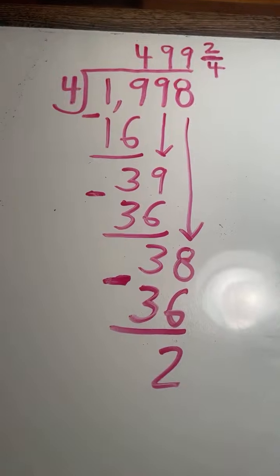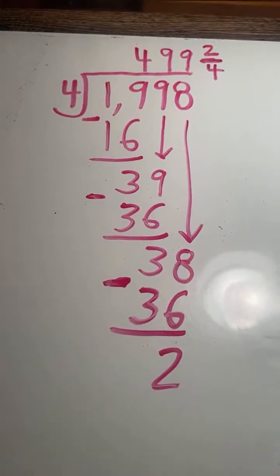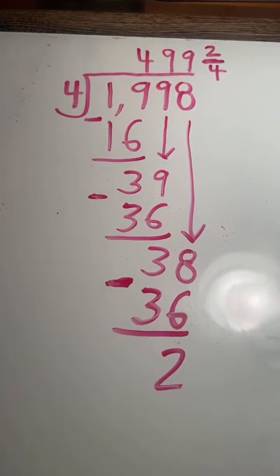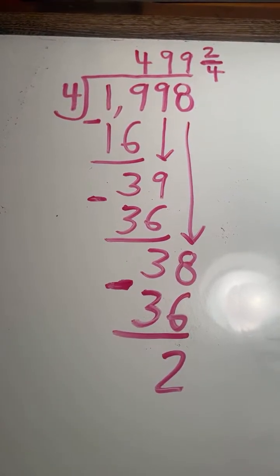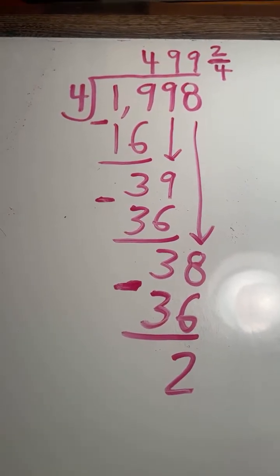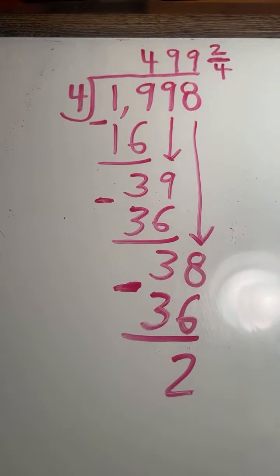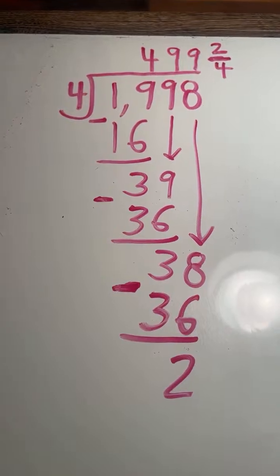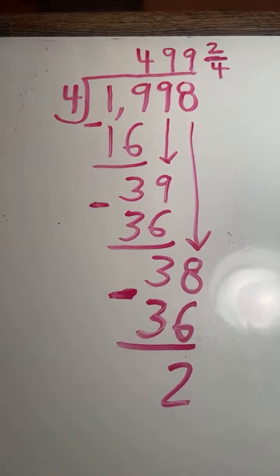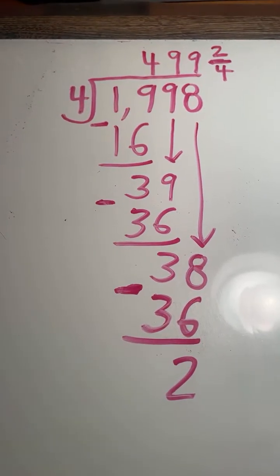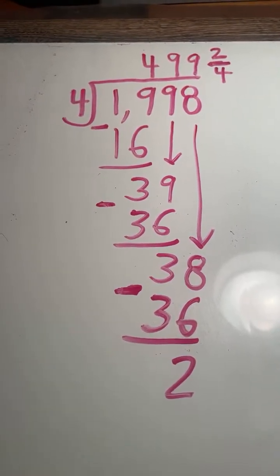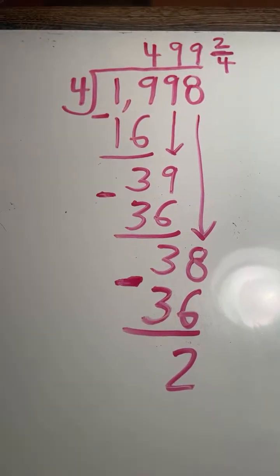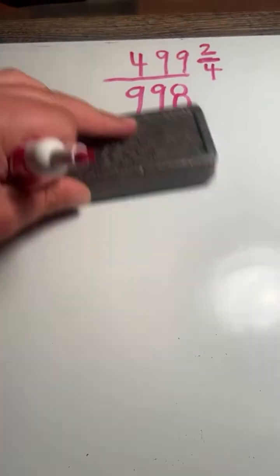Now I know 2/4, that fraction is not in lowest terms. 2/4 reduced to lowest terms would be 1/2. But reducing fractions, I think that's a complex concept, and I usually make that its own live stream. So in a future live stream, I'll probably show you how to reduce fractions to lowest terms, but for this particular video, I'm leaving 499 and 2/4 as the final answer. All right, I'm going to do one more division problem, and then we're going to call it a video.